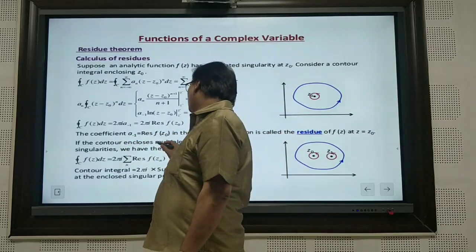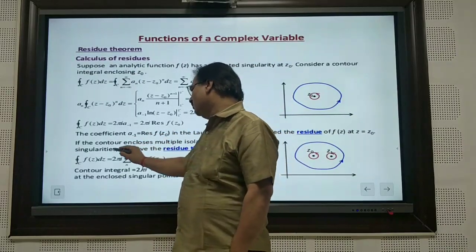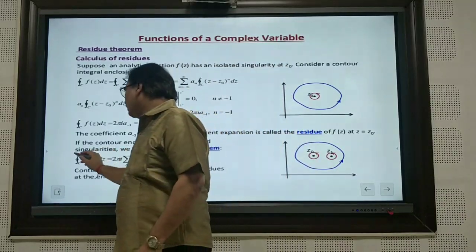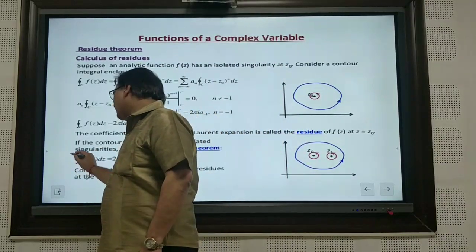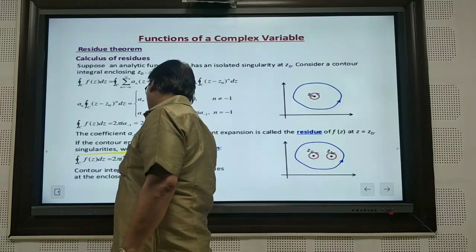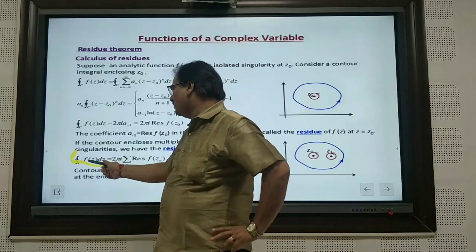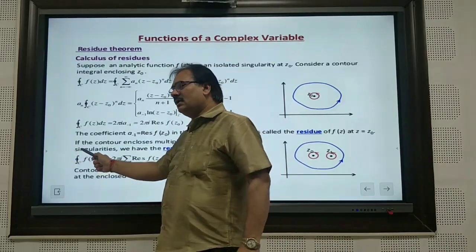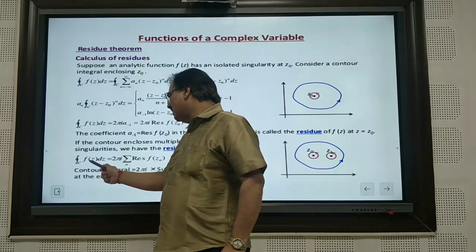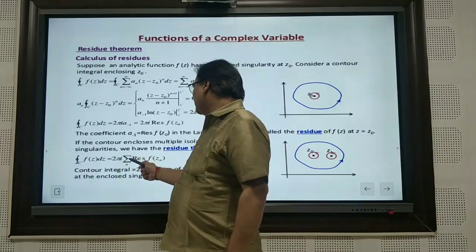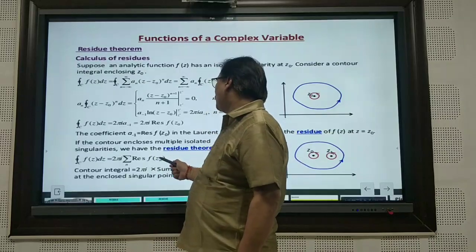If the contour encloses multiple isolated singularities, then we have the residue theorem. And what is the residue theorem? For the engineering student, only this part is important. We will use this in the numerical problems, so just remember this part only. Under the closed curve C, the integral of f(z) dz is equal to 2 pi i times the summation of all the residues of f at z_n.